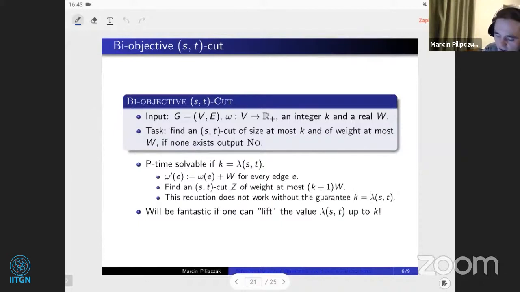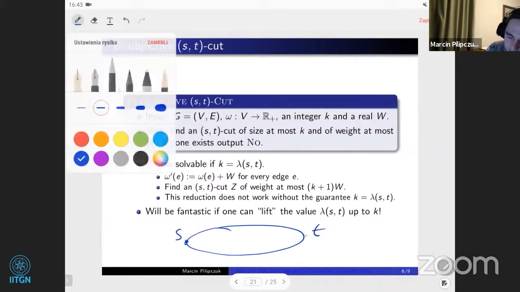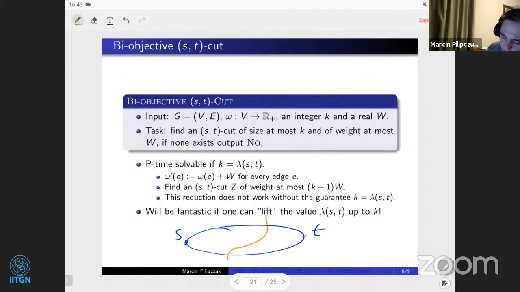Okay, so what do we want? We have got our graph, and here is the sink and here is the source, and the solution that we're looking for is some cut which is larger than lambda, the size of the maximum flow, or minimum cut between S and T. And now what you want to do is take a green pen and add some edges to the graph, so that lambda increases, but you don't break this cut. So the orange one is still a cut between S and T, but lambda increases.